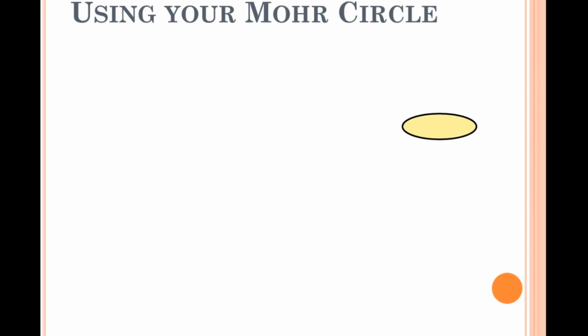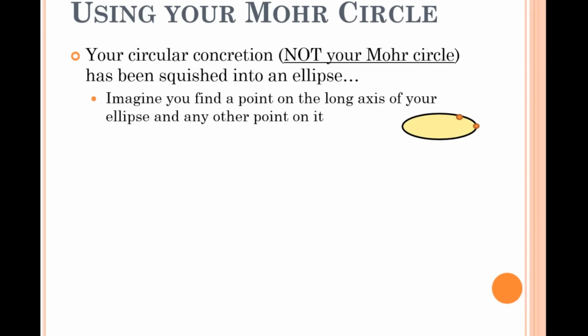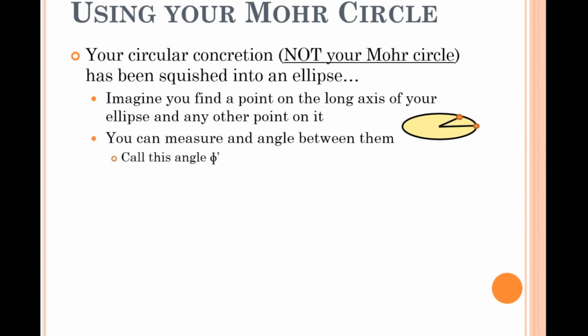So you have something that looks like this. It's a squished concretion sitting there in the middle of this big white limestone formation. This is the concretion, not your Mohr circle. And you find a point right along the long axis, and you find a point anywhere else. I mean, if you had a concretion in your hand, you could literally put dots on them if you wanted to. Measure the angle between them from center.